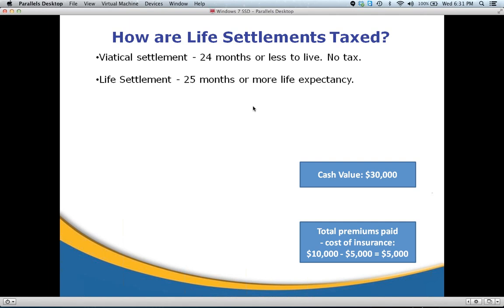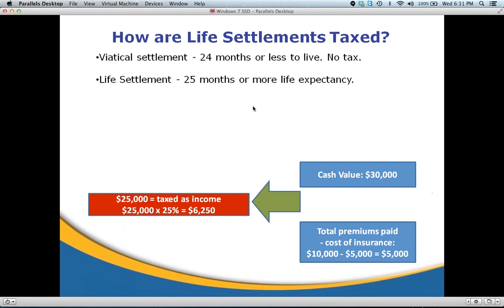So here we take the cash value minus the premiums paid, less the cost of insurance, and we get a $25,000 difference there. Now that difference is going to be taxed as ordinary income. So whatever your tax bracket is, hypothetically put 25% here. So you're going to owe $6,250 out of that settlement.